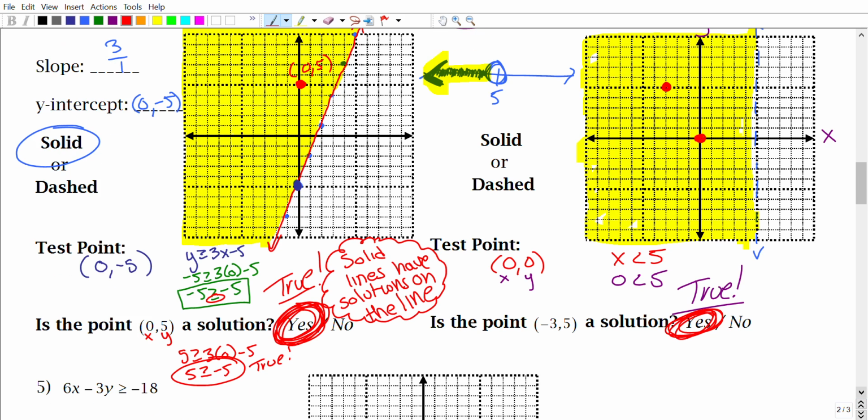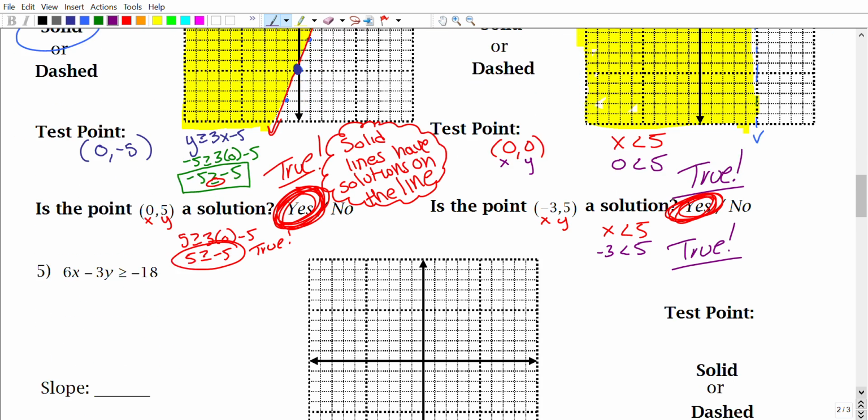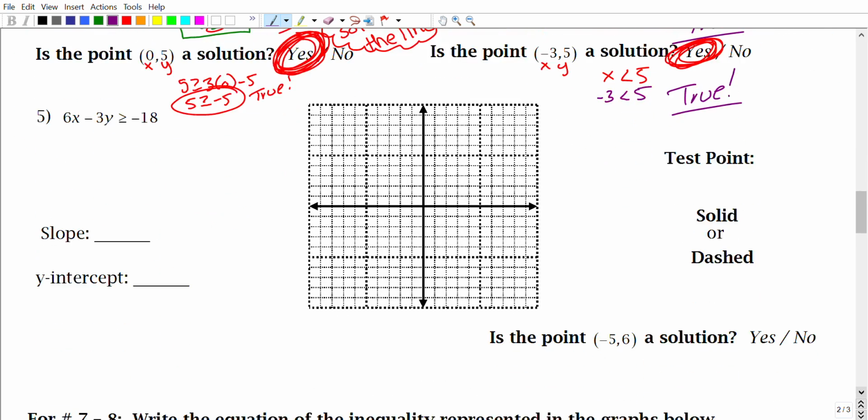But even if I test it out, again, this is my x, this is my y. So if I substitute it into my original inequality, this would be negative 3 is less than 5. Is that true? Yes, it is true. So once again, those solutions are part of my solution set. Okay. Number 5, I want to go ahead and do together with you, and maybe I'll let you try out 6 or 7 on your own. But let's go ahead and take a look at number 5 together.